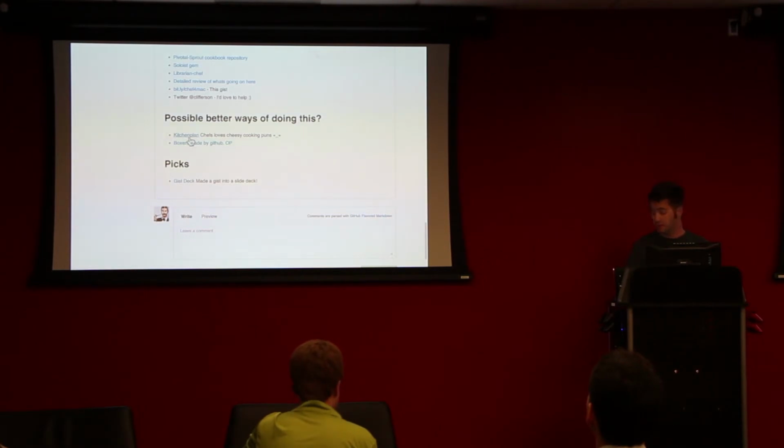And there are probably better ways of doing this. Kitchen Plan is like a wrapper over the Soloist wrapper, so it's getting even easier to single-command entire things. And then Boxen, so this is all Chef driven, Boxen is Puppet driven, but it's made by GitHub, so it's probably the best thing that you could be doing in real life.